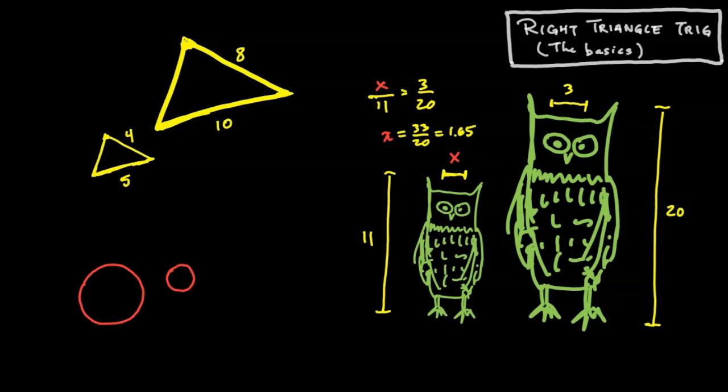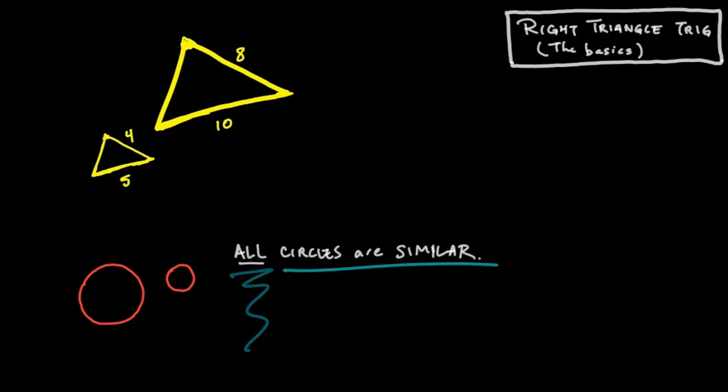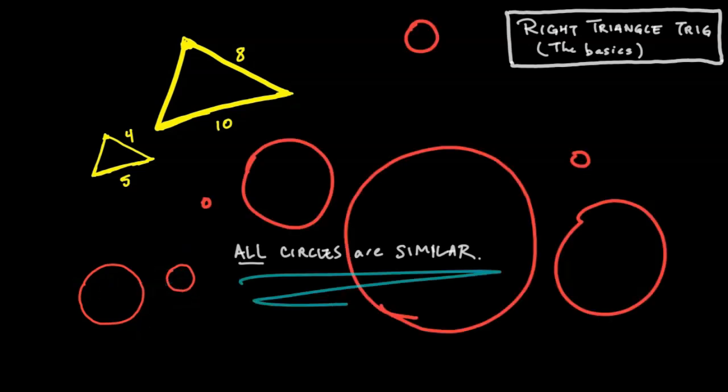All right, let's let those owls fly away. But let me remind you something about these circles, which are much simpler figures than owls. All circles are similar to one another. These two circles are just scale models of one another. I could blow the little one up to get the big one, or shrink the big one down to get the little one. All circles are similar. There is no such thing as circles that have different shapes.